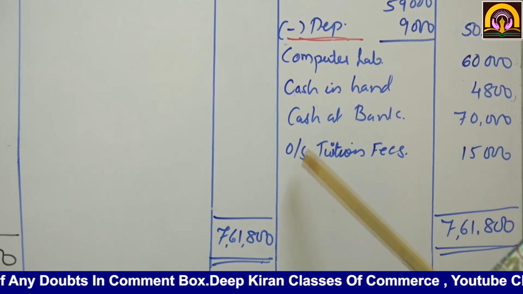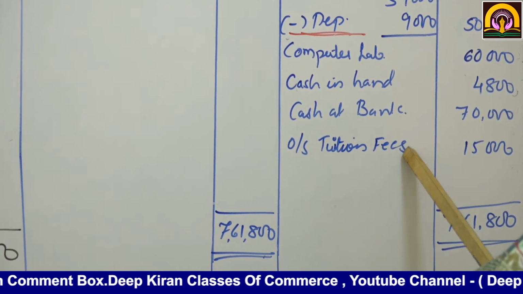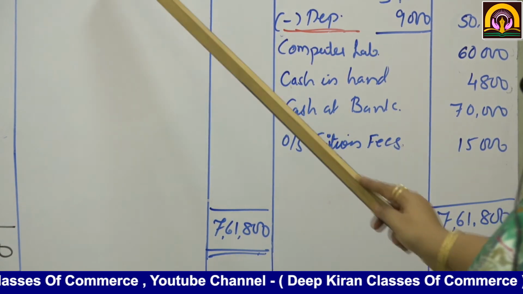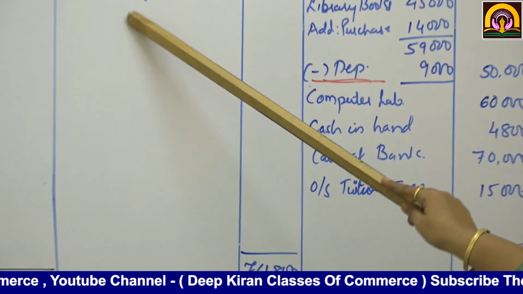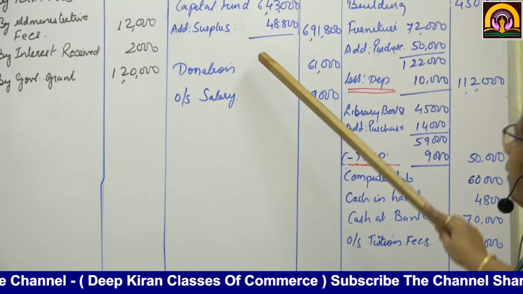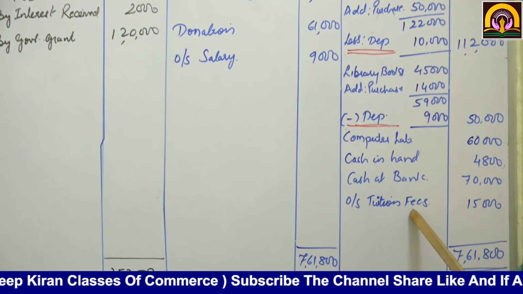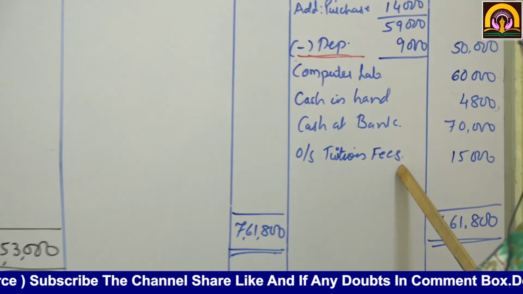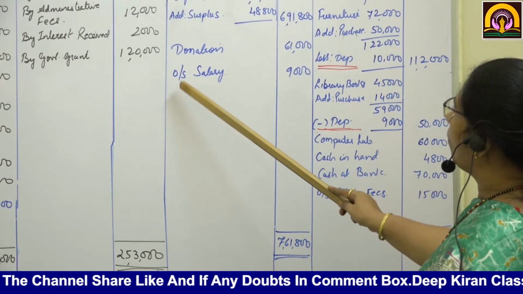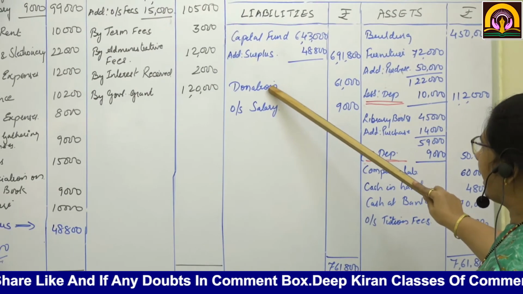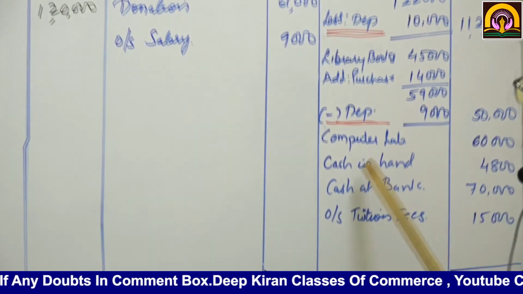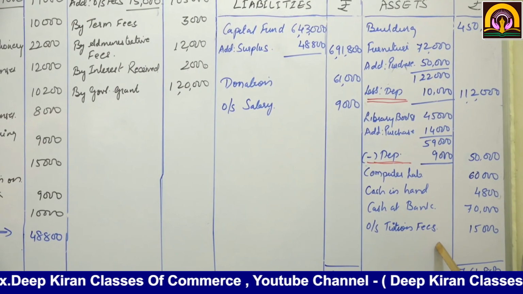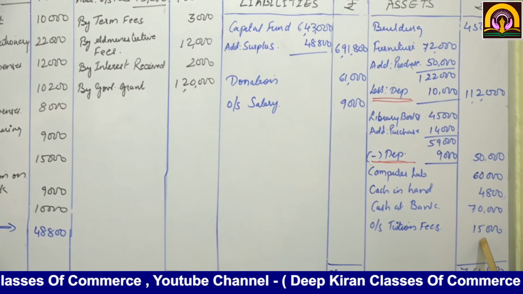Cash at bank 70,000. And outstanding tuition fees, which is our asset, which we have to receive. Expenses means we have to make the payment, and outstanding tuition fees means we have to receive it. So it is our asset and the other is our liability. Both are outstanding, but one is an expense and one is an income. So expense will be written on the liability side and the income will be written on the asset side, 15,000.